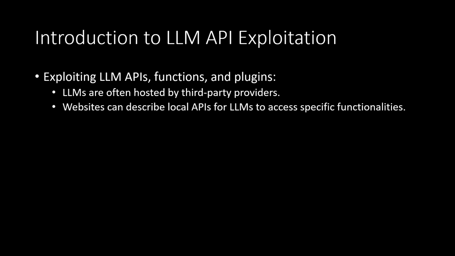Large language models are often hosted by third-party providers. Websites can give these LLMs access to specific functionalities by describing local APIs that the LLMs can use. For example, a customer support LLM might have access to APIs that manage users, orders, and stock. This setup allows LLMs to interact with back-end systems and perform actions on behalf of users.